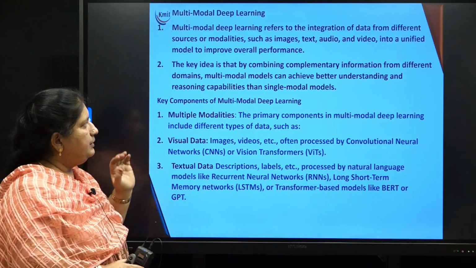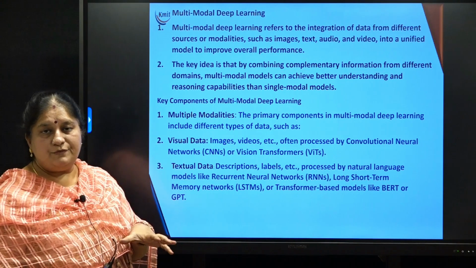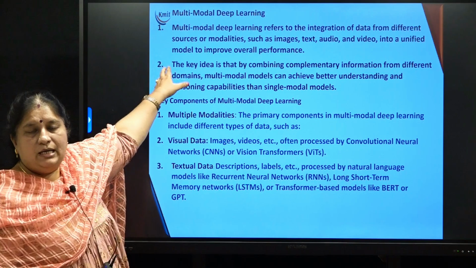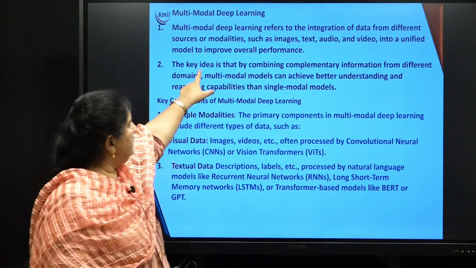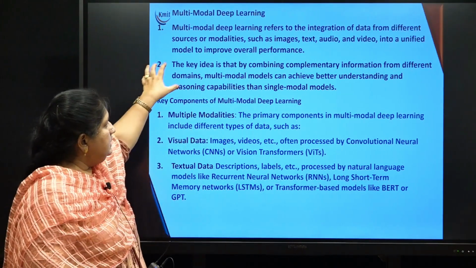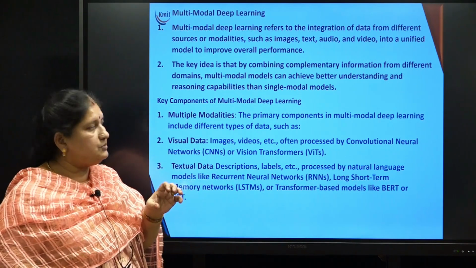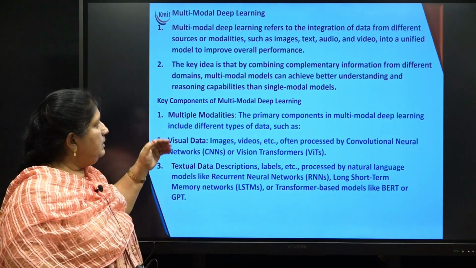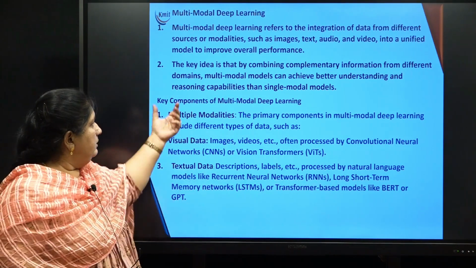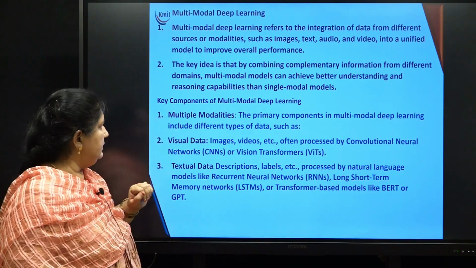Multimodal deep learning refers to integrating data from various types of resources and various types of data. And why are we dealing with various types of data? The only consideration here is to improve the performance. What is the key idea of combining the data from various types of resources and different domains? Because it helps us to understand and reason beyond the capabilities of single-mode models.